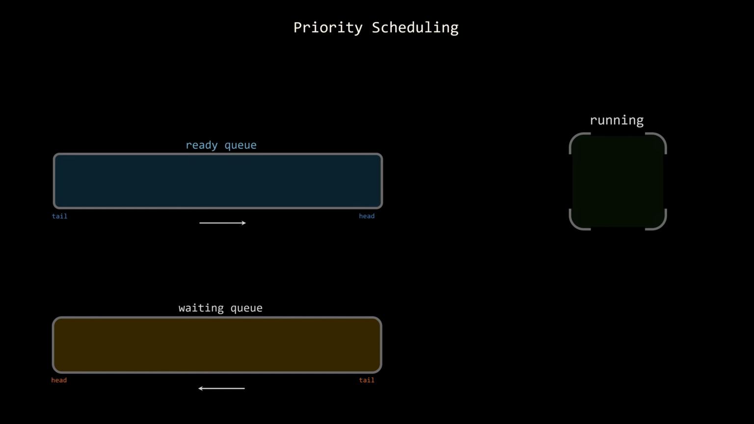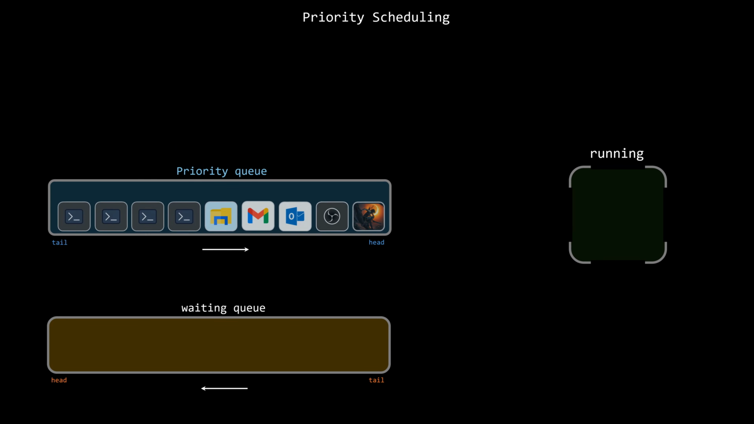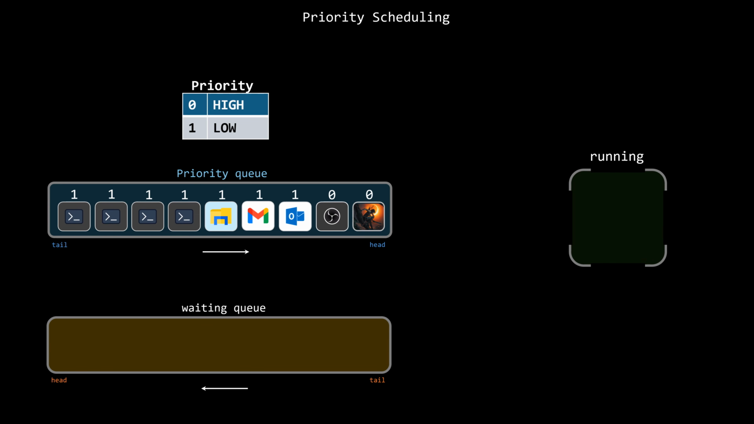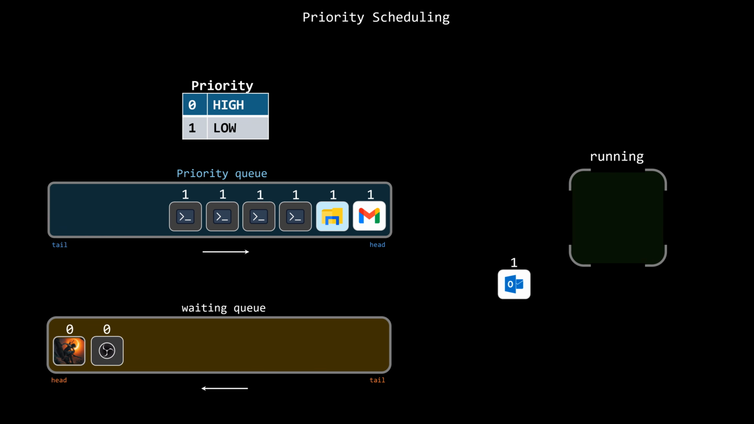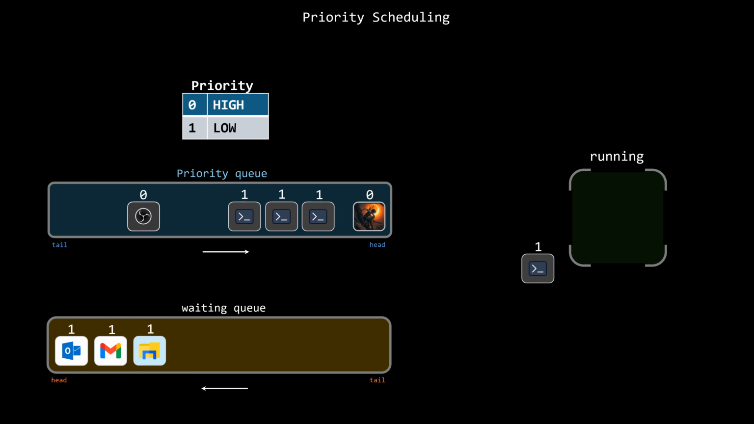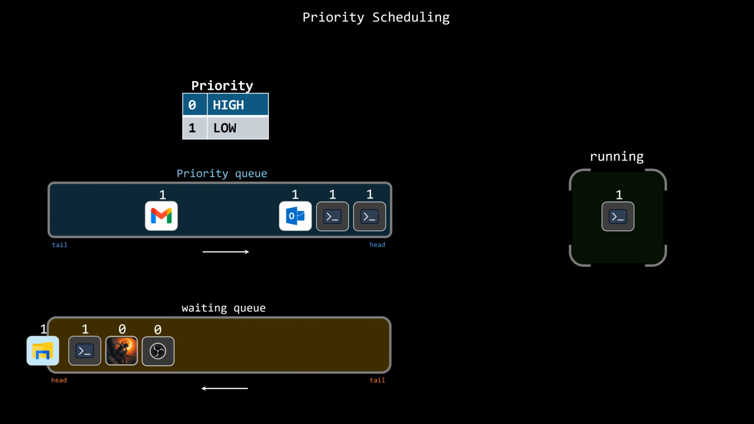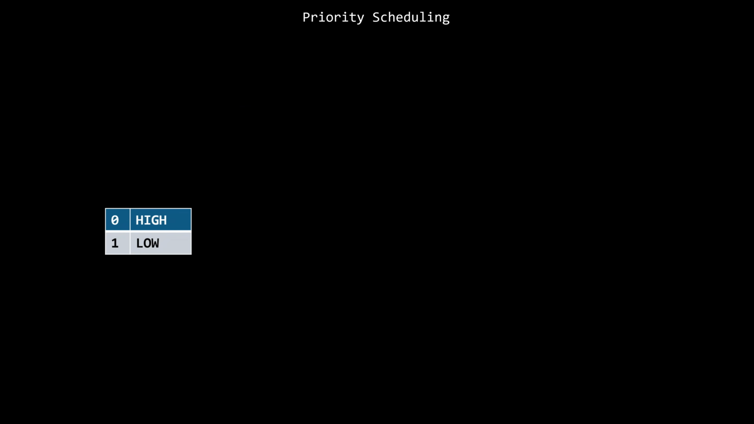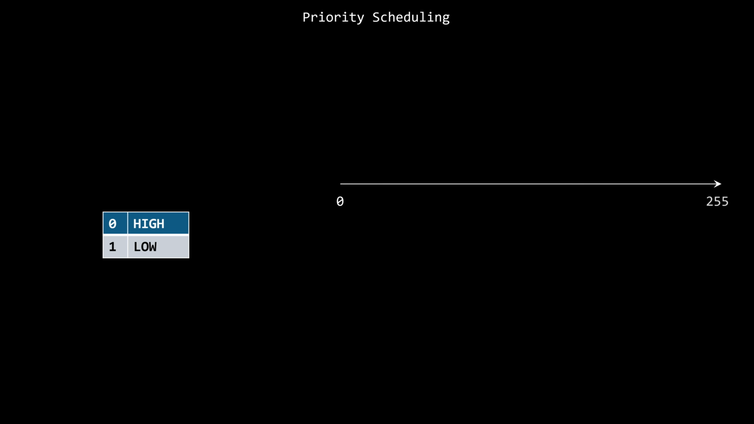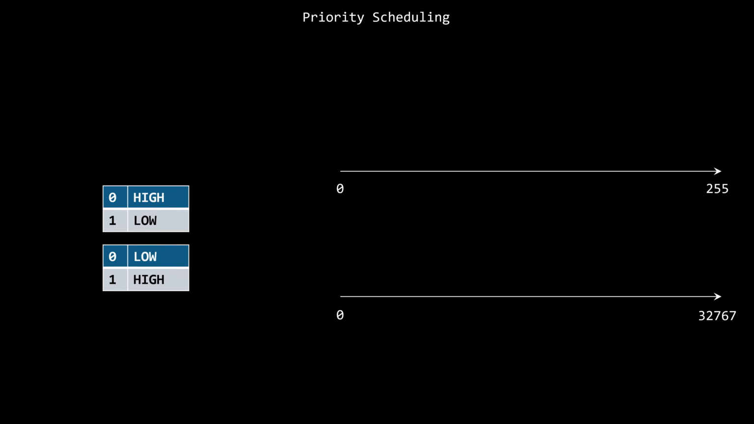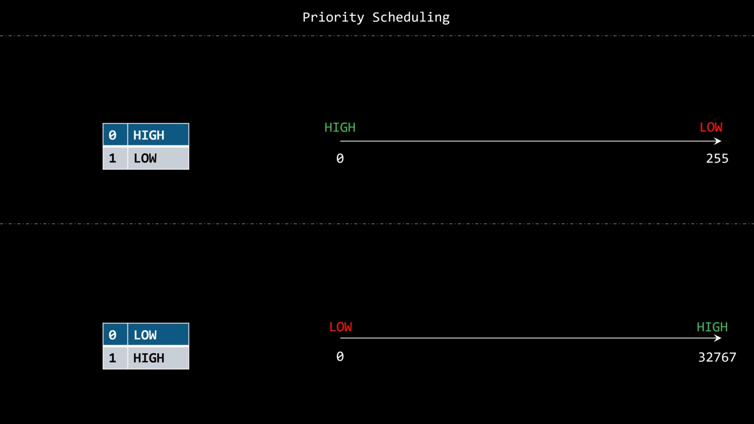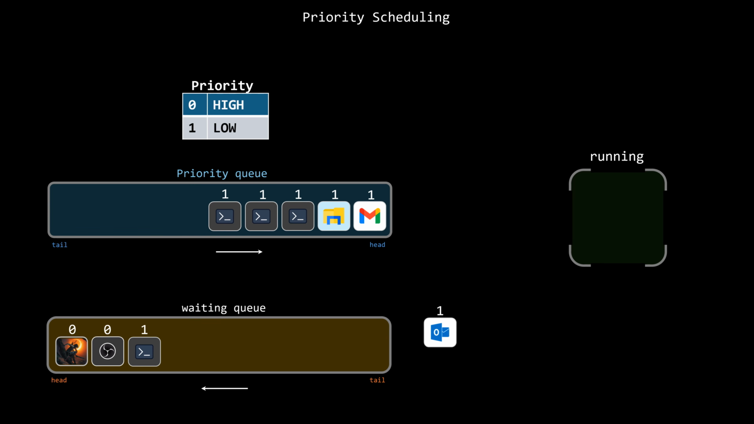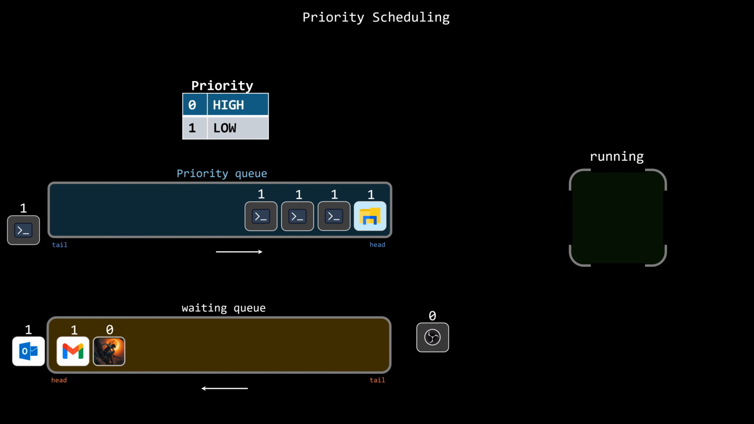Priority scheduling is implemented using a priority queue, where each process is assigned an integer value representing its priority. In this example, I'm using 1 and 0 to distinguish between high and low priority, but the actual range of priority values varies depending on the operating system. Some systems may use a range from 0 to 255. Others might go from 0 to 32,000, especially when a finer granularity of priority levels is needed. Whether lower numbers represent higher or lower priority also depends on the system. In this animation, lower values indicate higher priority.